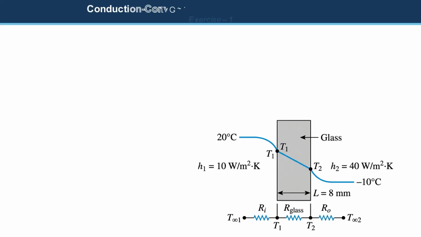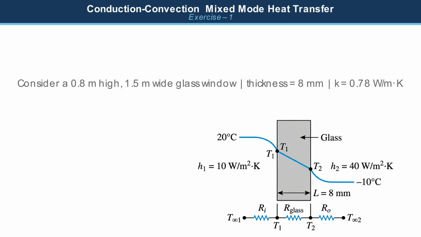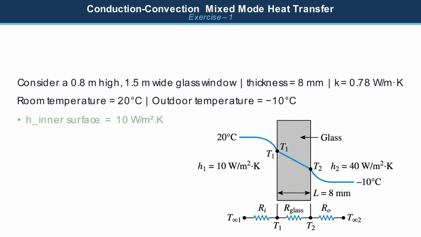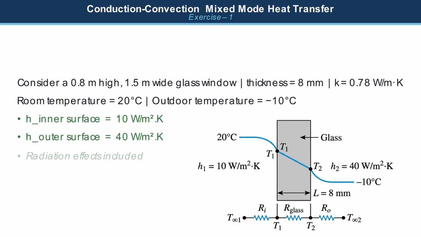All right, let's read the problem carefully. We have a glass window, 0.8 meters high and 1.5 meters wide. The thickness of the glass is 8 millimeters, and its thermal conductivity, K, is 0.78 watts per meter Kelvin. The indoor room temperature is 20 degrees Celsius, and the outdoor temperature is negative 10 degrees Celsius, so heat is flowing outward from the warm room to the cold outside.